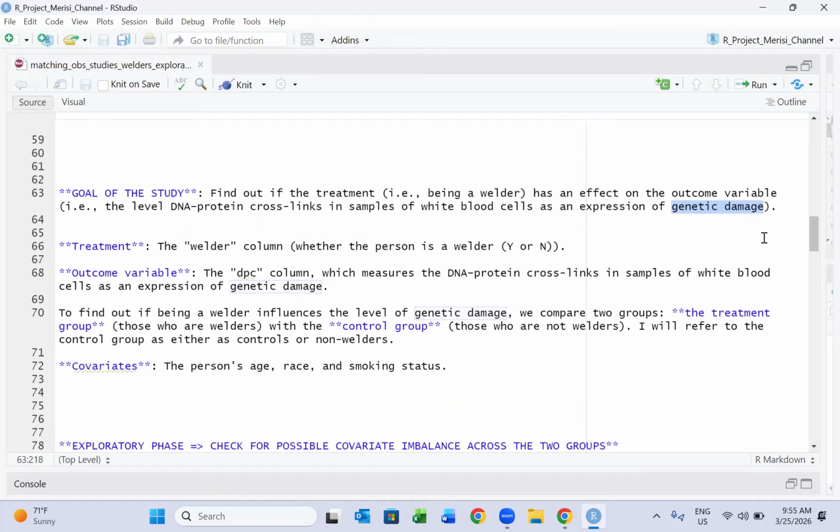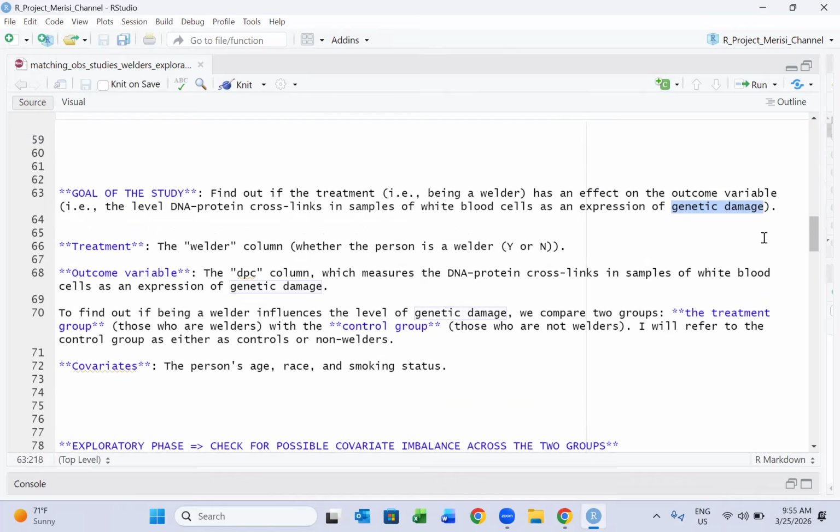The first step is you need to check how unbalanced the observed covariates are across the two groups. So that's the first step: check for possible imbalance between the two groups with respect to the observed covariates. And that's what this video is about, to check for imbalance between the two groups with respect to the observed covariates. That's step number one.